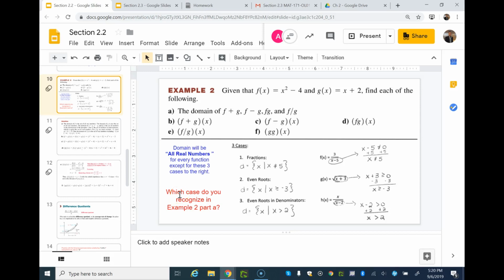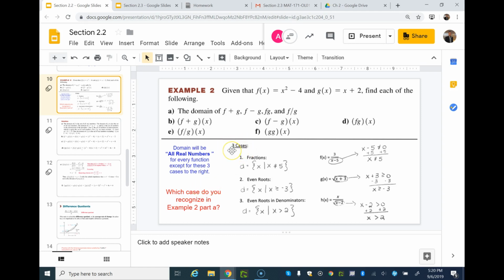Hello, Math 171. I'm getting a few questions on composites and especially on how to find a domain. So I just want to briefly recap how to find a domain with composite functions. Let's first go over the domain aspect.